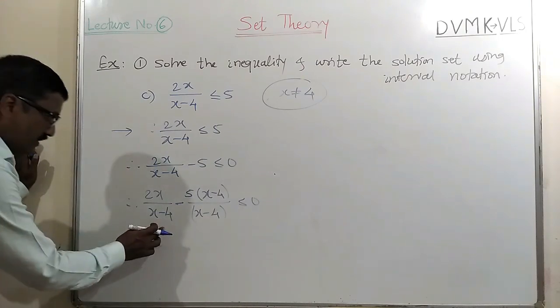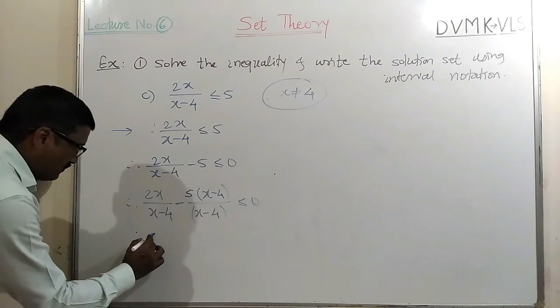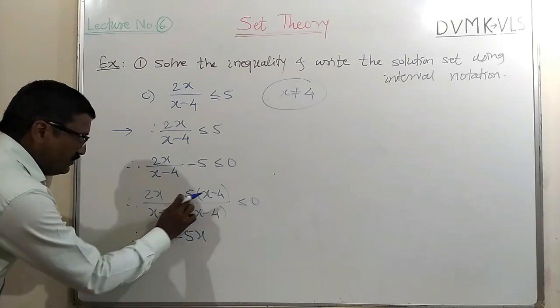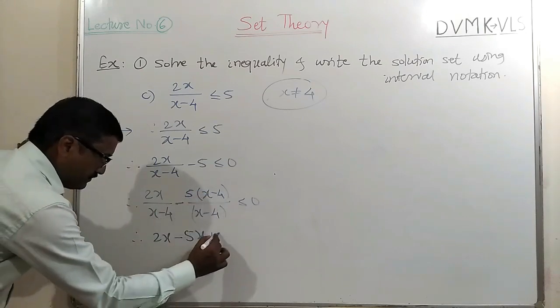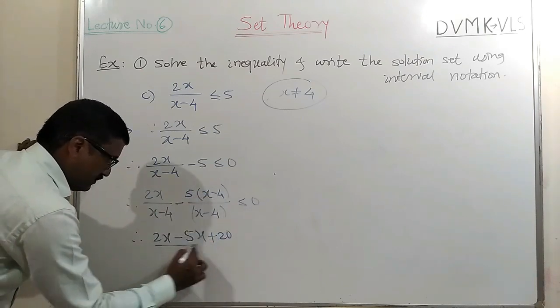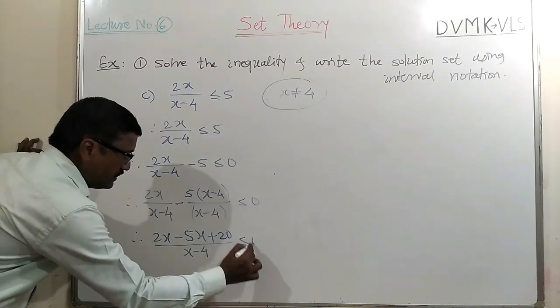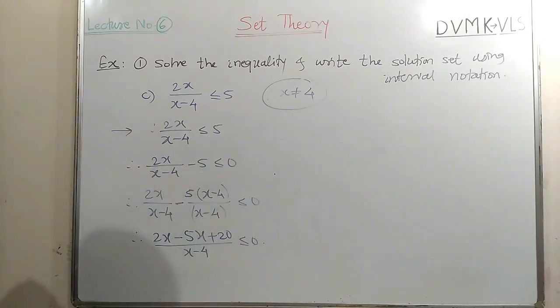Now let us proceed here. Now the denominator is the same, therefore we get 2x minus 5x plus 20 upon the same denominator, that is x minus 4, which is less than or equal to 0.